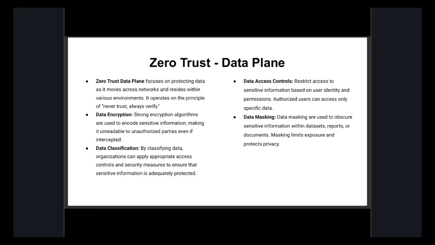Another component of the data plane is masking. Data masking is when we will take sensitive data within a document or database and obscure it from view. We can use features like redaction and encoding to make certain sensitive data parts of a document or a database be unreadable to a third party.